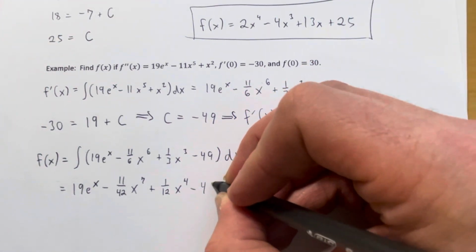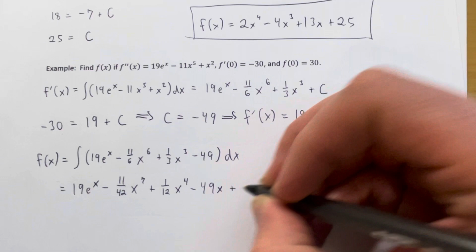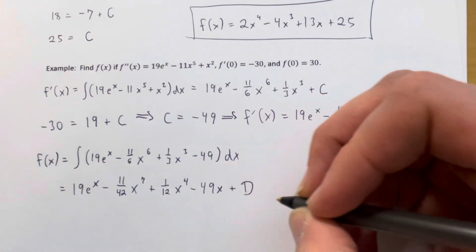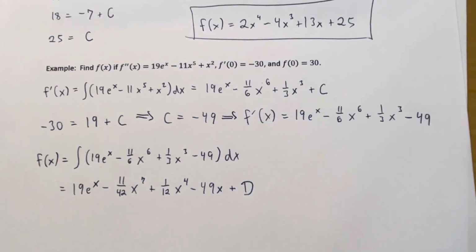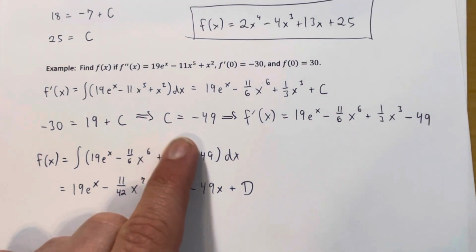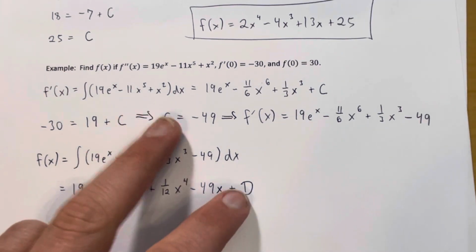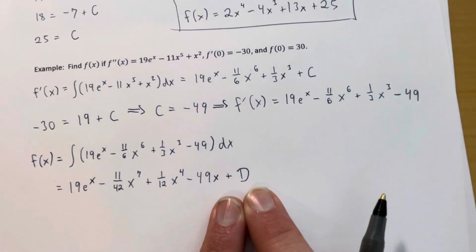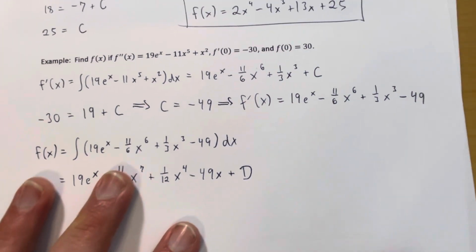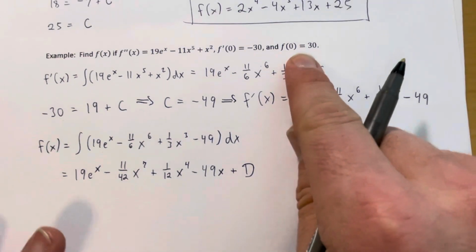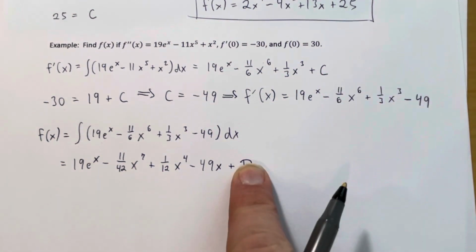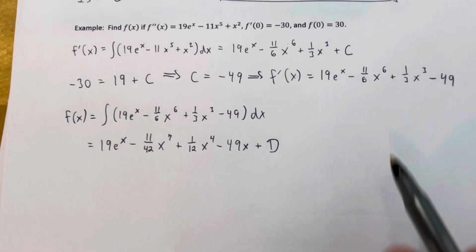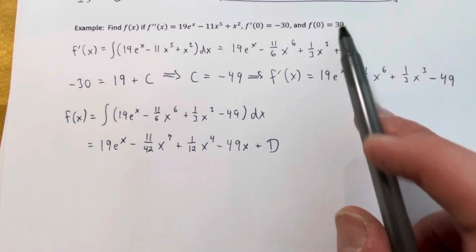Constants are nice because we just put an x in front of those, but then I get plus a new constant of integration. I'm going to say plus d instead of plus c, only because I've already used c somewhere else, and I don't want to ever imply that these are the same number. They're not. So with this, I can now do kind of a repeat of what I did in the previous step, use this initial condition, plug it into my function, and then use that to solve for d. So if I plug a 0 into my function, it should come out to 30.